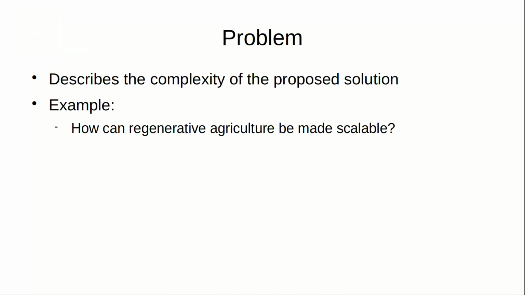Makes sense. So then you have the problem. What's the specific challenge you're trying to solve? Right. The guide mentions the difficulty of scaling up regenerative agriculture. That's a complex issue with huge implications. Okay, so you've established why it matters. You've identified the problem. What's next?